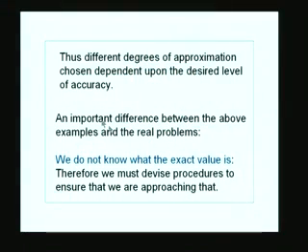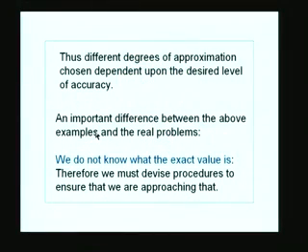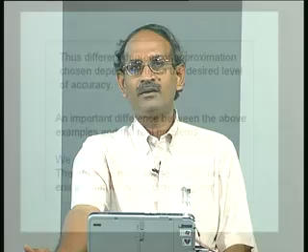Okay. So different degrees of approximation are chosen, and that depends upon the desired level of accuracy. See, the one nice thing about this particular example is that in both cases we know the exact value, and therefore we see how quickly our approximate values reach the exact value. In real life, in quantum mechanical problems, in quantum chemistry problems, we do not know what the exact value is, because we just cannot calculate them analytically.